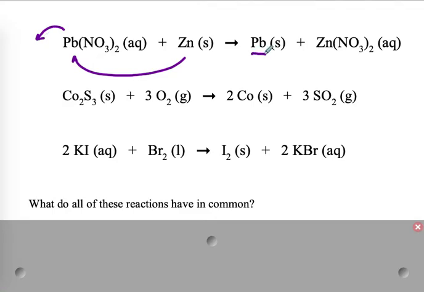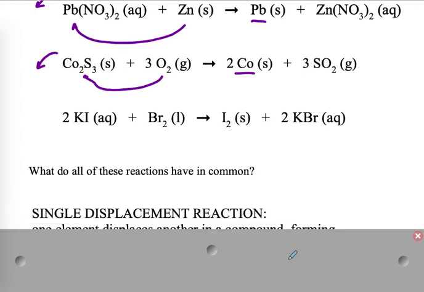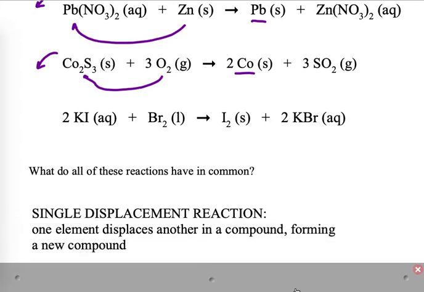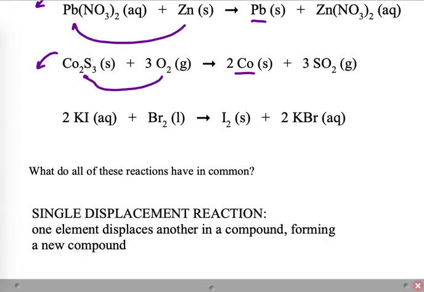Lead goes off by itself, and zinc combines with nitrate. Likewise, in the second example, oxygen reacts with cobalt-3 sulfide, kicking out the cobalt. Cobalt goes off by itself, and now oxygen is combined with sulfur. Each of these is an example of what's called a single displacement reaction, in which one element displaces another in a compound, forming a new compound.